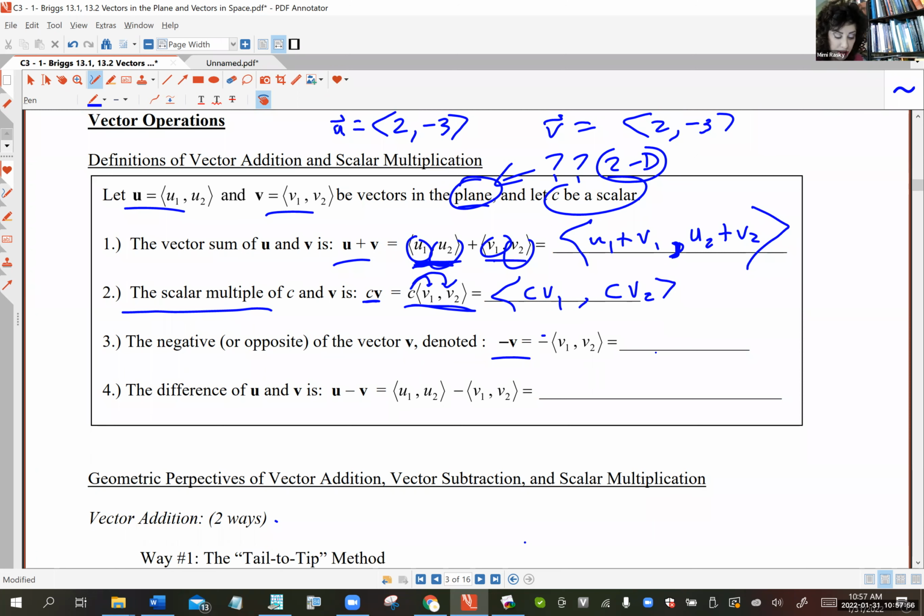How do you do the opposite of a vector? Well, you negate the vector, and negative is just like multiplying by -1, same thing. And you'll get a vector with components negative v1 and negative v2.